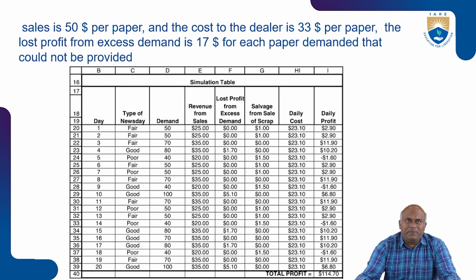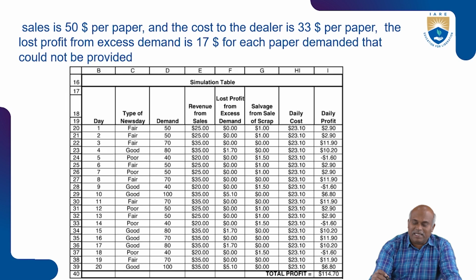Next, I take some example. The sale is $50 per paper and the cost to the dealer is 33 per paper. The lost profit from excess demand is $17 for each paper demanded that could not be provided. Now I take the day's profit, and on a day what the day is going to have, the poor and demand. So based on that, I develop the simulation table.